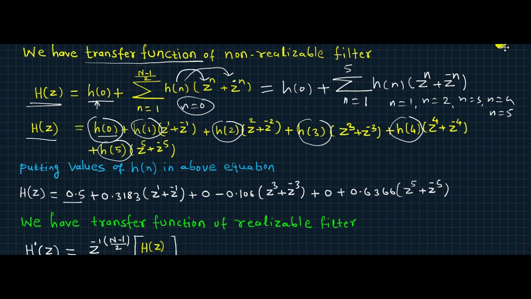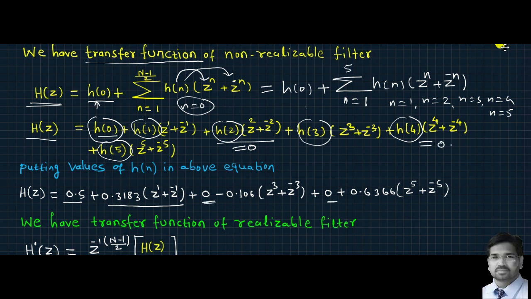We'll get 0.5 plus 0.3183 into (z^1 plus z^-1). Okay, h(2) is 0, so the whole term becomes 0. And one more term is 0, since h(4) is 0. So these two terms are 0.